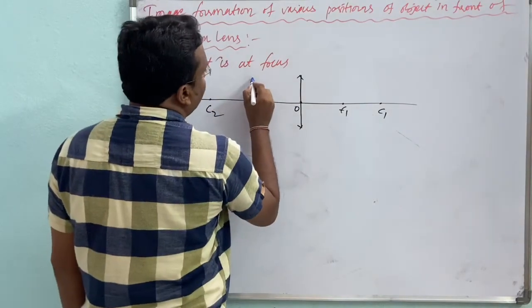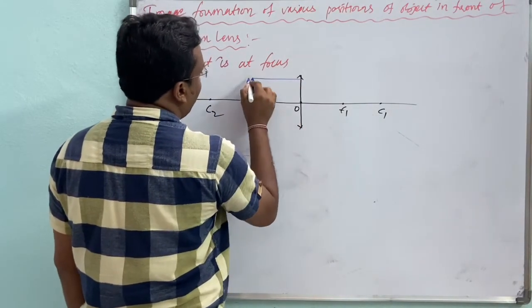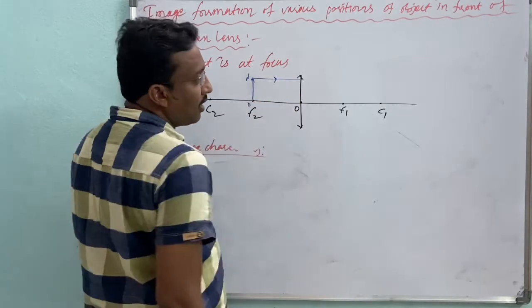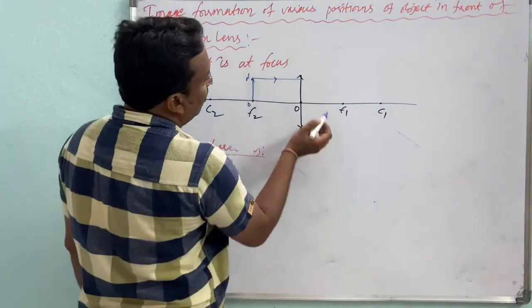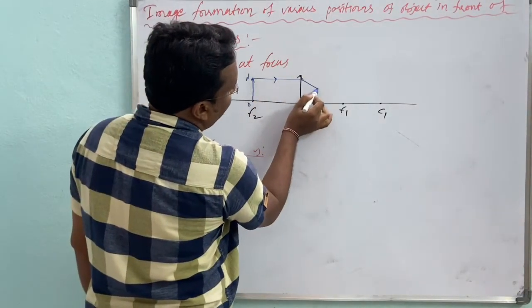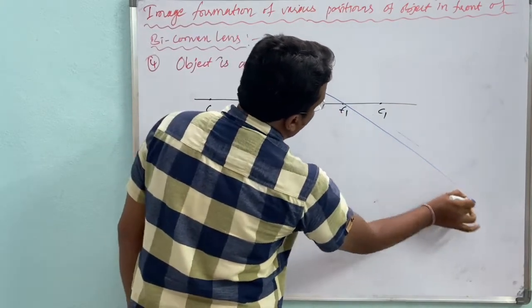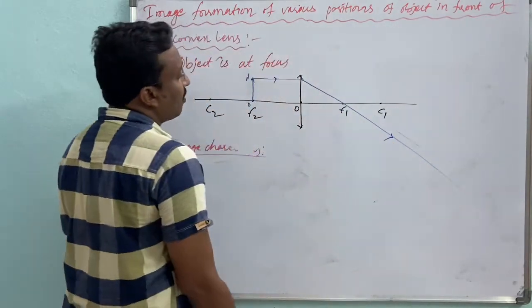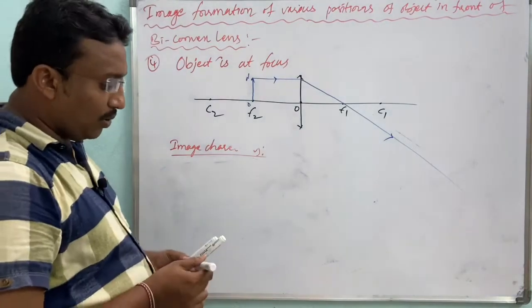Here I will use the first ray in the case of the object, parallel to the principal axis, after refraction it passes through the focus. Got it? Here we are able to use the second rule.